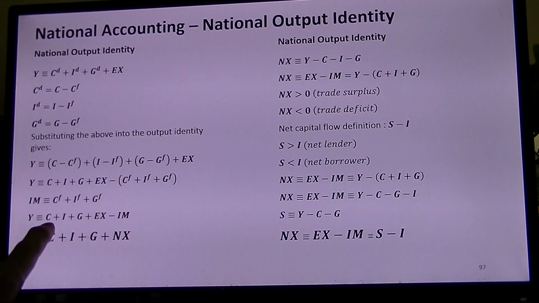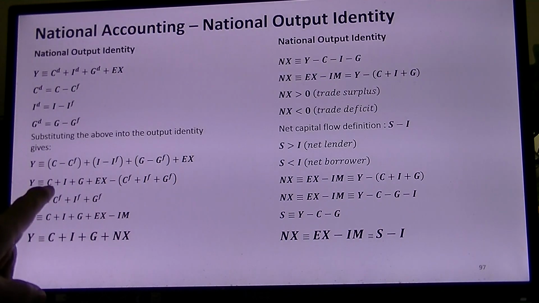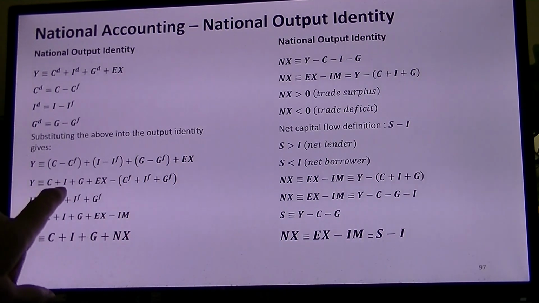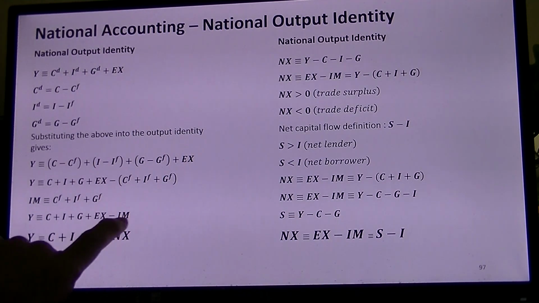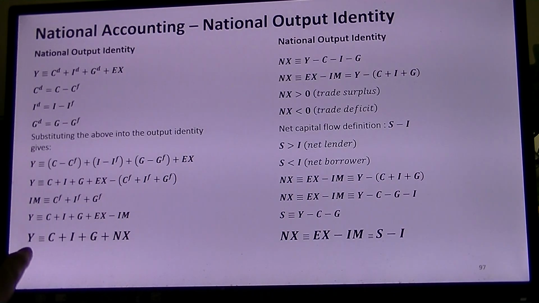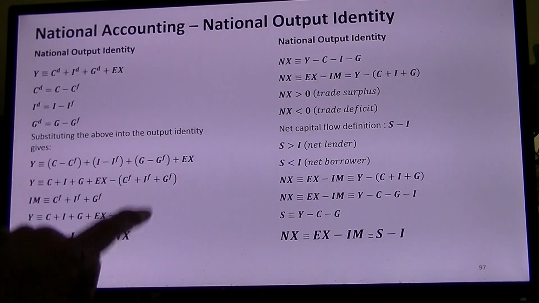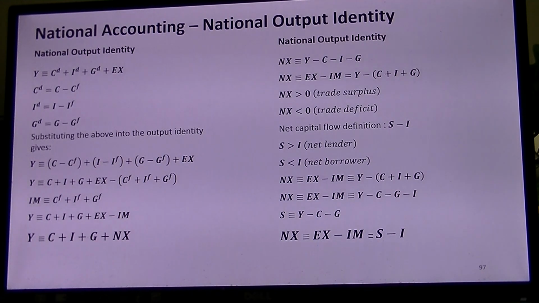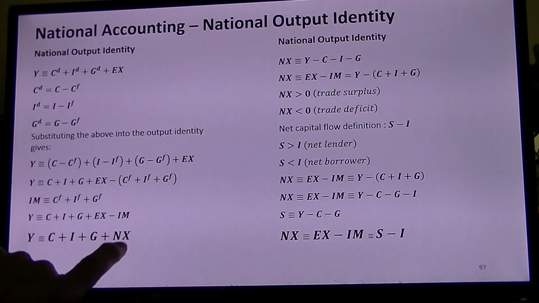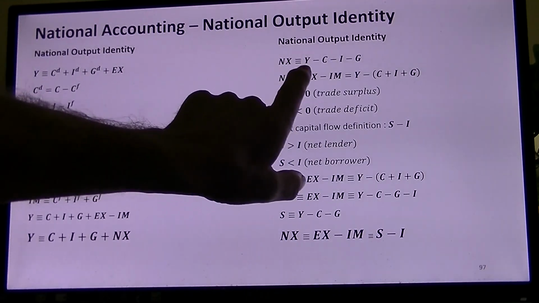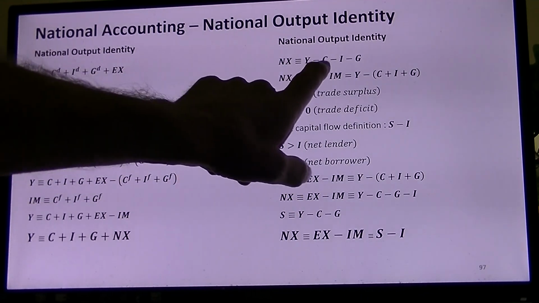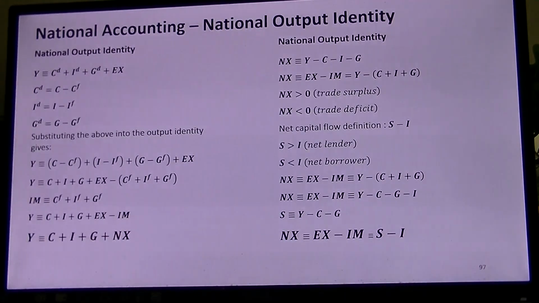GDP is consumption plus investment plus government plus exports minus imports. So GDP equals consumption plus investment plus government plus net exports. Okay, so now we can rearrange this term and solve for net exports, and we get net exports are total GDP minus consumption minus investment minus government.